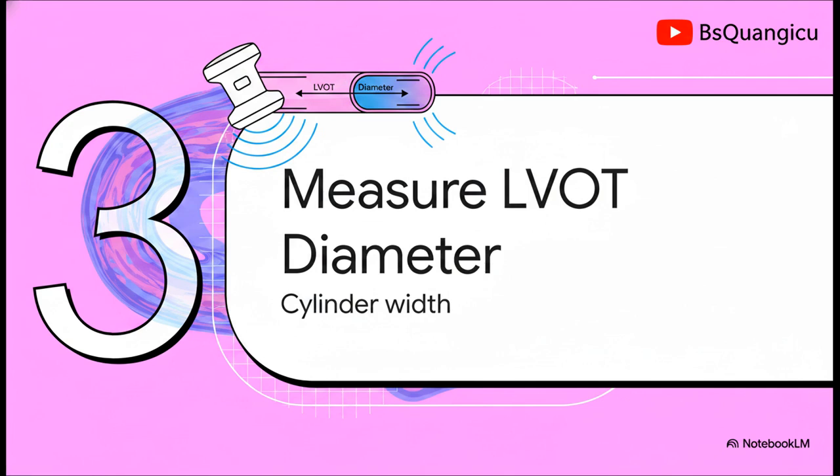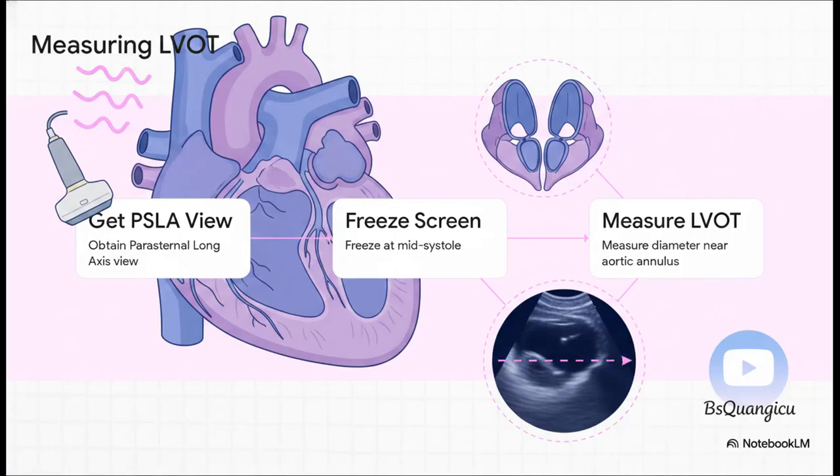Section 3. Measuring LVOT diameter. Let's find that cylinder's width. The guide breaks this down into 3 super methodical steps. Step 1. Obtain a really clear parasternal long axis, or PSLA, view. Step 2. Freeze your screen right at mid-systole. Why then? Because that's exactly when the aortic valve leaflets are completely wide open, giving you the true maximum width. Step 3. Use your measurement tool right near the aortic annulus. And the source drops a fantastic pro tip here. Use the machine's zoom feature.